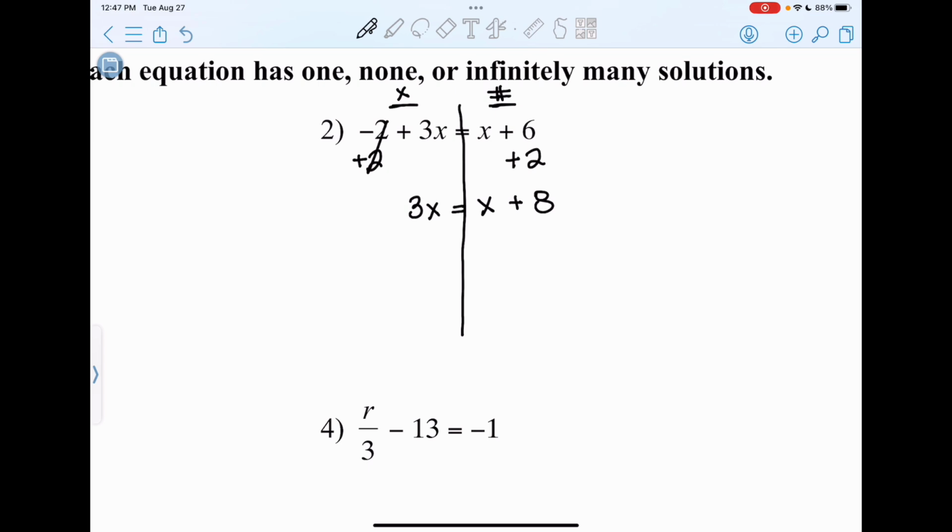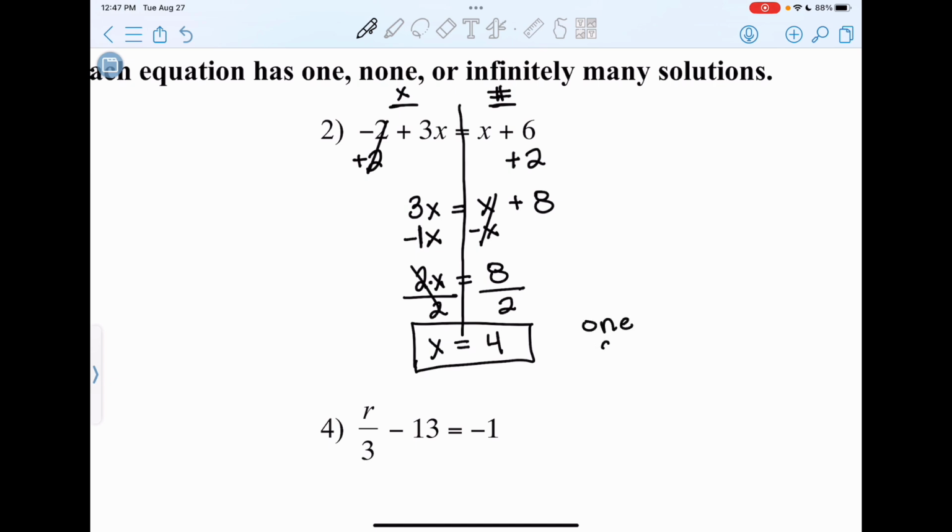Next, the x is on the wrong side, so I need to subtract it. And remember, if we don't see a number, there's an imaginary 1 in front of that x. 3x minus 1x will be 2x, equal to that positive 8. And then since the 2 and the x are right next to each other, that means multiply, and the opposite of multiplication is division. 8 divided by 2 is 4, and so x equals 4.